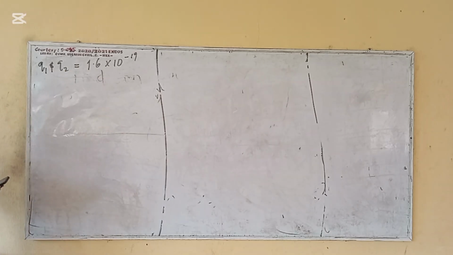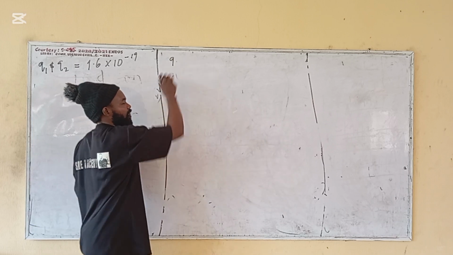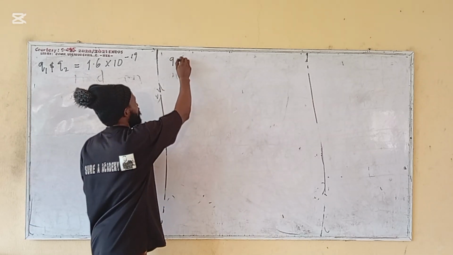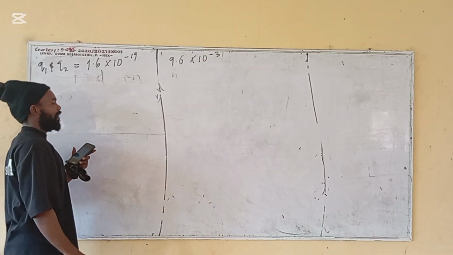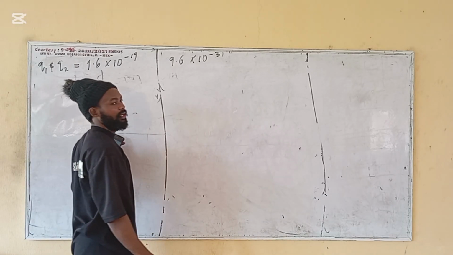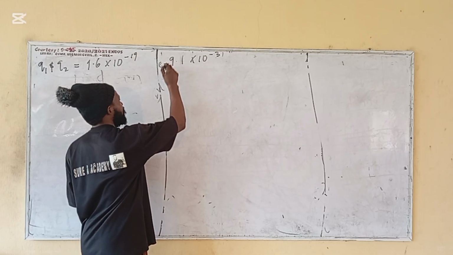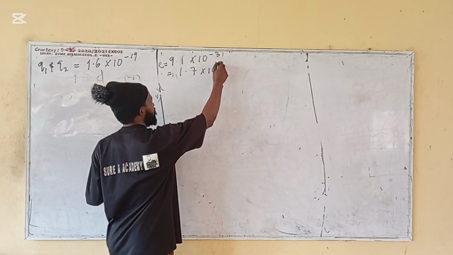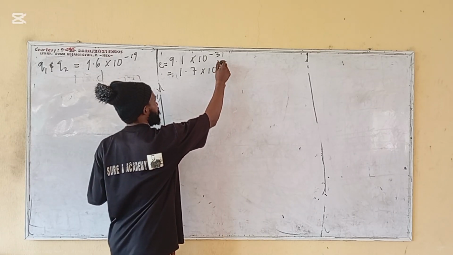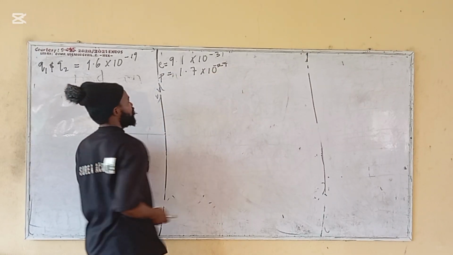Very important to note. What about the mass of electron? Is it 9.1? Is it 9.6? 9.11 times 10 to the power of minus 31 kilogram. Yes, kilogram. Okay, what about proton? It's 1.67 times 10 to the power of minus 27. Yes, minus 27. Proton.